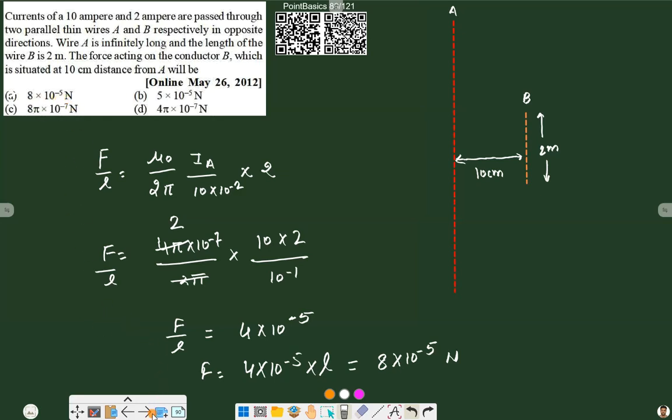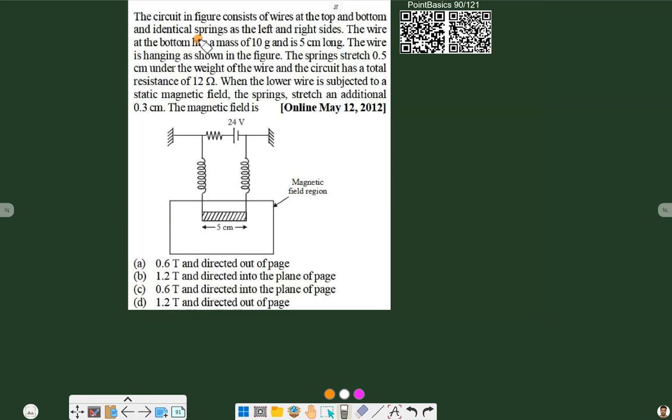Moving to the next one. The circuit consists of wires at the top and bottom, and identical springs on the left and right sides. The wire at the bottom has a mass of 10 gram and is 5 centimeter long. The wire is hanging as shown in the figure. The spring stretches 0.5 centimeter under the weight of the wire, and the circuit has a total resistance of 12 ohm. When the lower wire is subjected to a static magnetic field, the springs stretch an additional 0.3 centimeter. We have to find the magnetic field here.